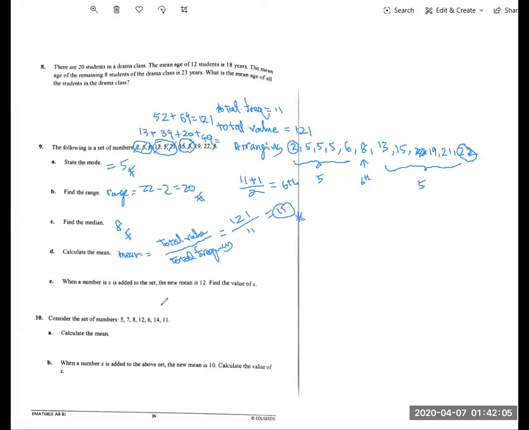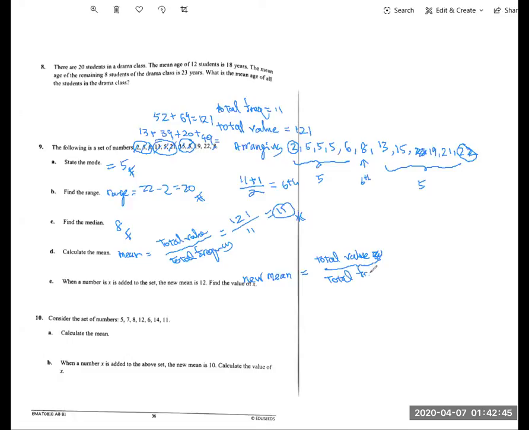Now, okay, when a number is added to the set, the new mean is 12. So this is just same like the previous example. Now, so the new mean equal to total value over total frequency.